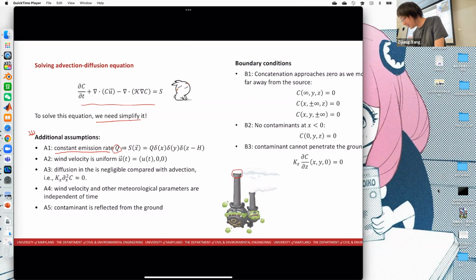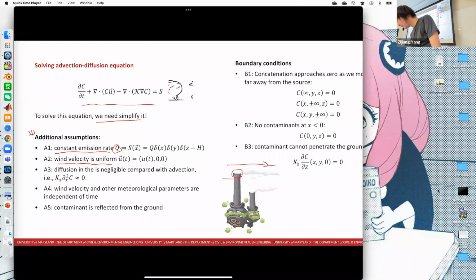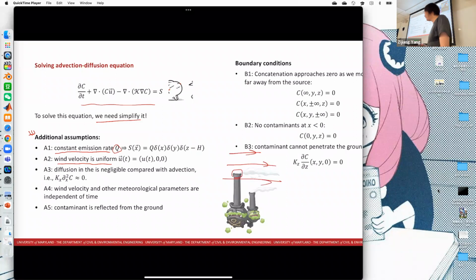And then for the wind, we assume the wind velocity is also uniform. We use wind velocity, not wind speed, because the wind direction also does not change. So basically, we have a very uniform wind field here, where neither the magnitude nor the direction will change.